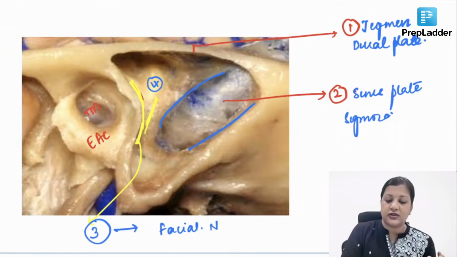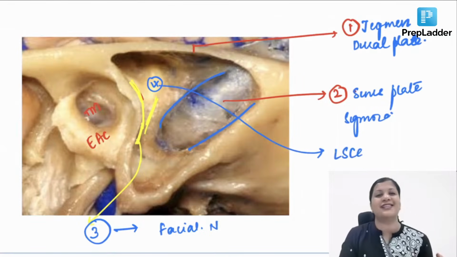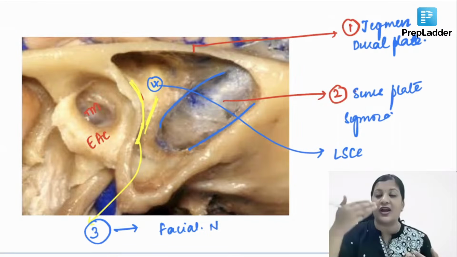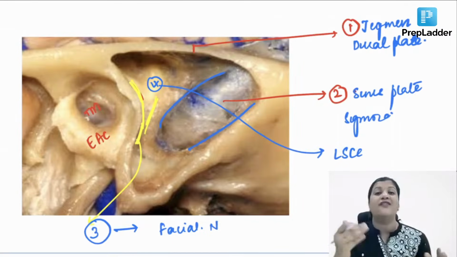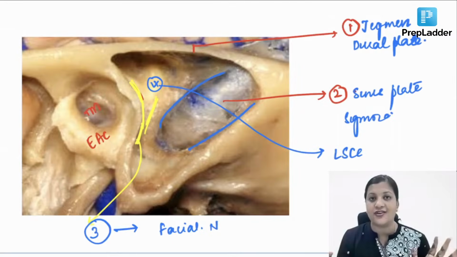Now the structure that you're seeing as 4 is nothing but the prominence of your lateral semicircular canal. So when we are doing a mastoidectomy, as we go deeper and deeper, if we see the lateral semicircular canal, then we know that we have reached the antrum. We must not go any further, or any further drilling will only damage the inner ear.